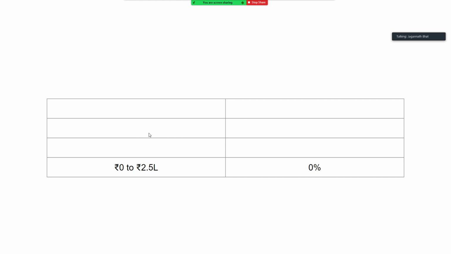So they have four slabs, and I'm just naming these slabs. The first one is from 0 to 2.5 lakhs, which is taxed at 0%. 2.5 to 5 lakhs is taxed at 5%. 5 to 10 lakhs is taxed at 20%, and greater than 10 lakhs is taxed at 30%.